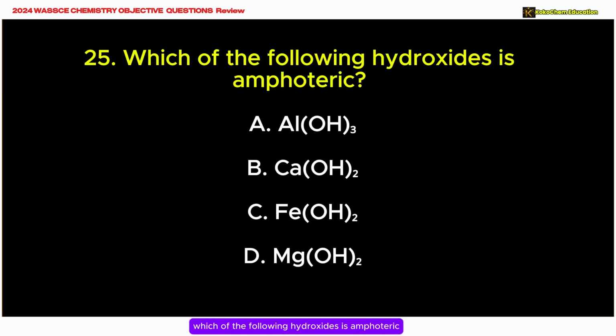25. Which of the following hydroxides is amphoteric? A. Aluminium hydroxide. B. Calcium hydroxide. C. Iron hydroxide. D. Magnesium hydroxide. The correct answer is A. Aluminium hydroxide. Explanation. Aluminium hydroxide can react with both acids and bases, making it amphoteric.